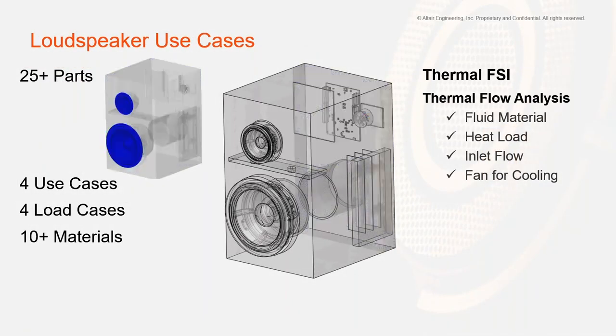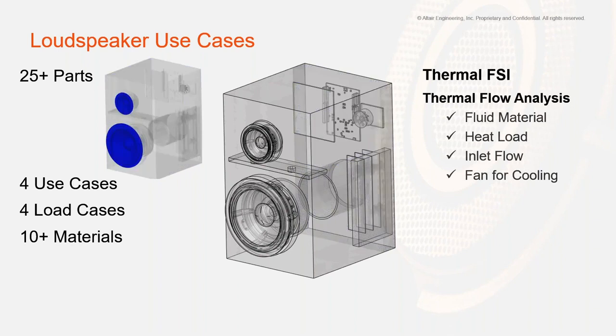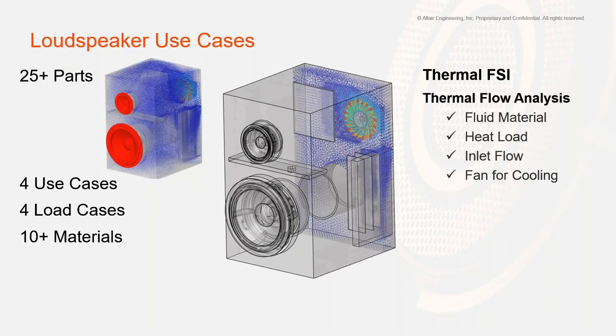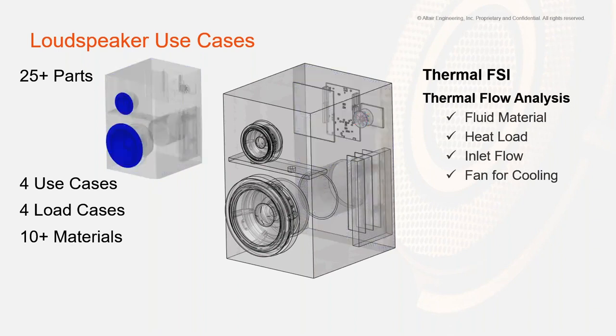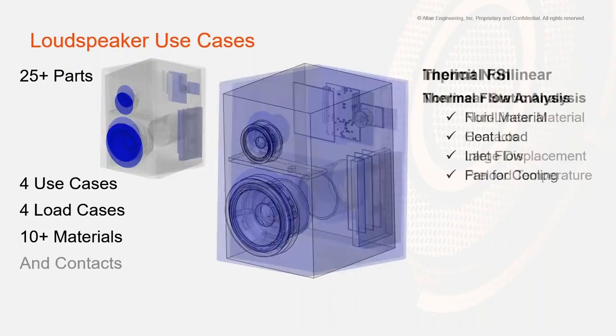Moving from setting up the model in terms of meshing, now we want to get into the definitions of the parts. So let's look at the set of use cases we are going to solve. One is the thermal FSI, where you have the thermal flow analysis, the fluid material you just saw being defined, and also the inlet and outlet definitions, and also the fan cooling. We will look at how these things are done on the CFD side. Make sure we have about 25 parts and 4 different load cases we're looking at.